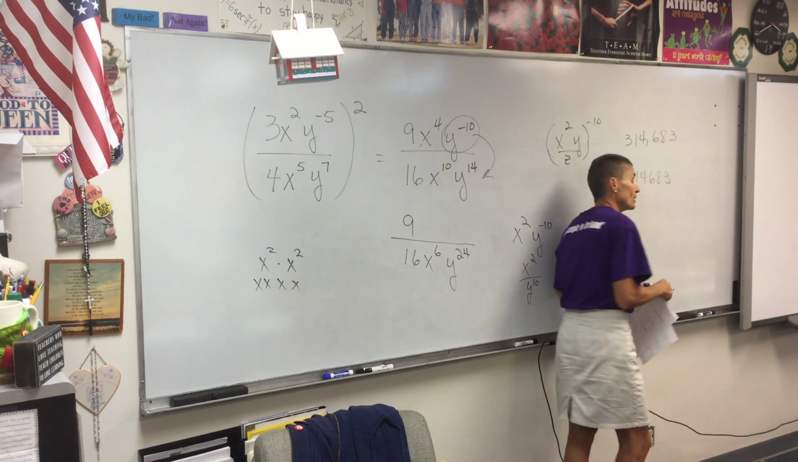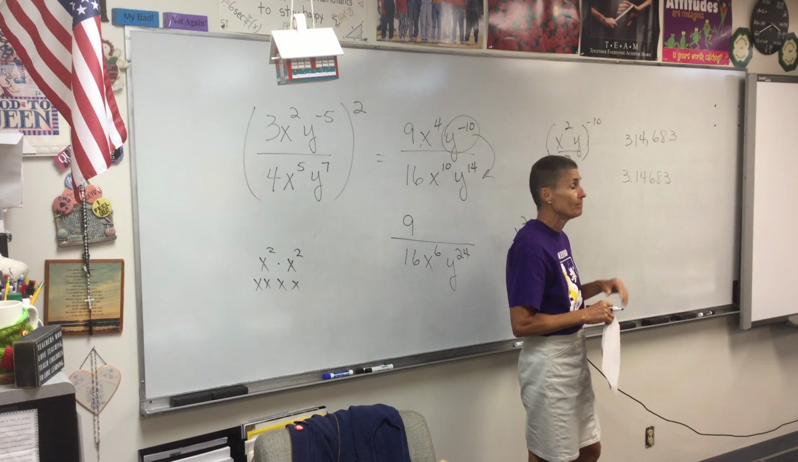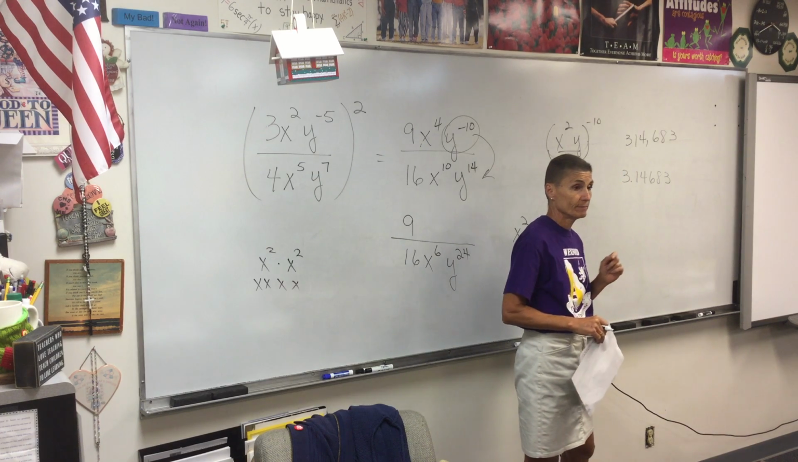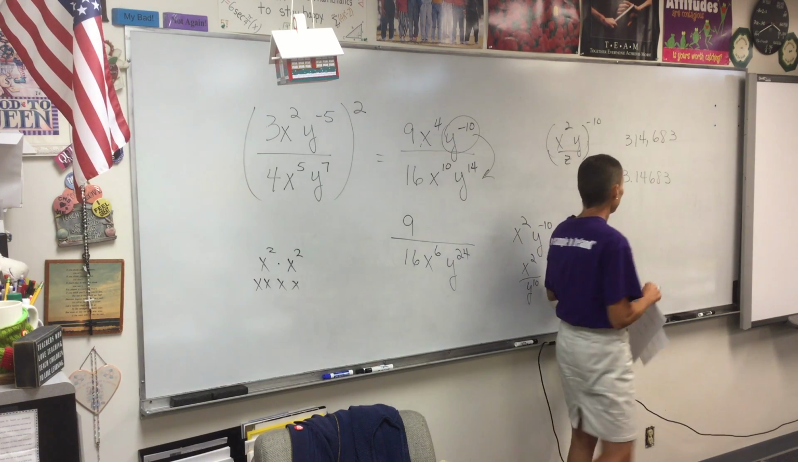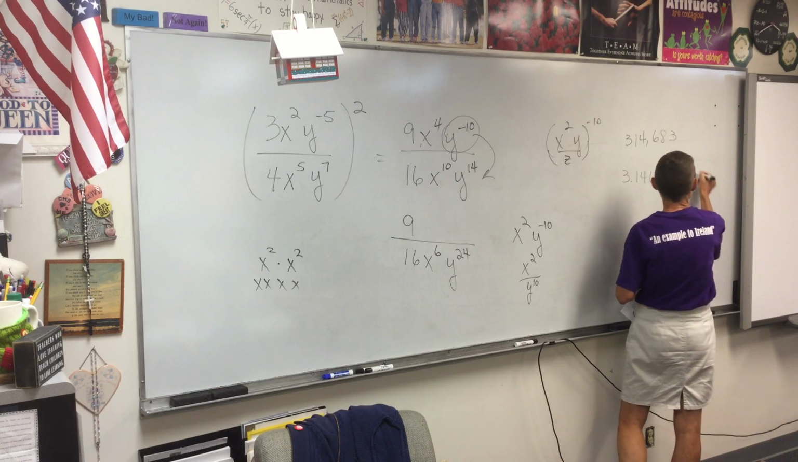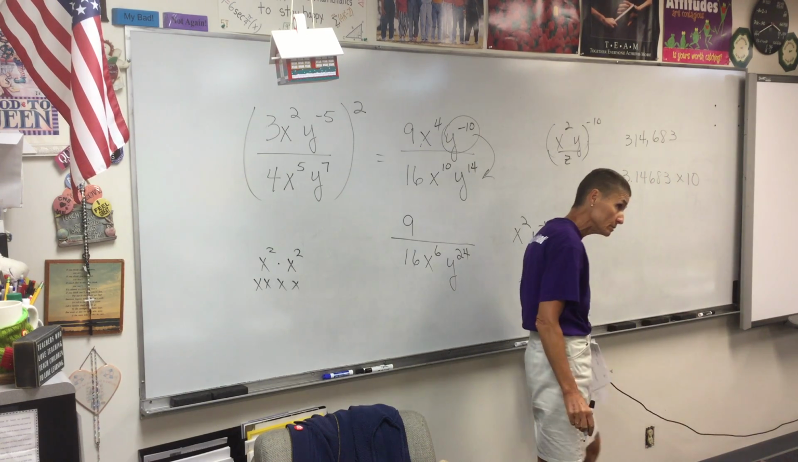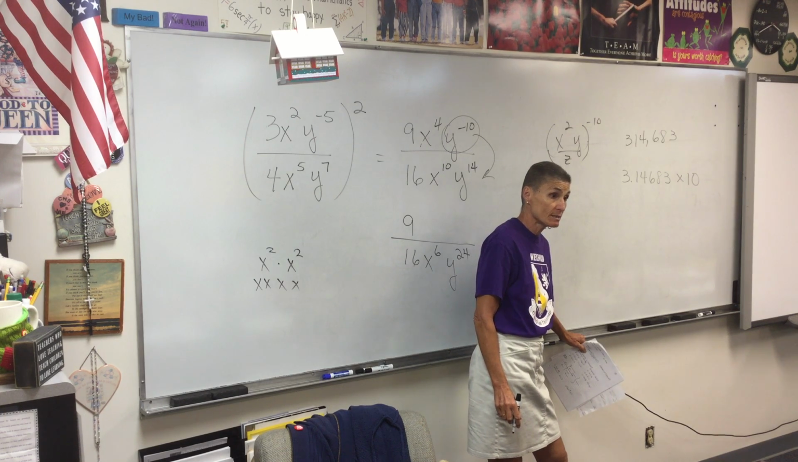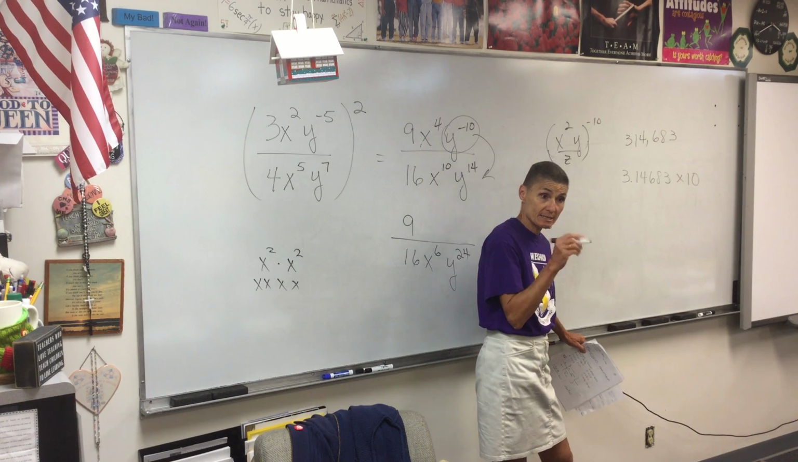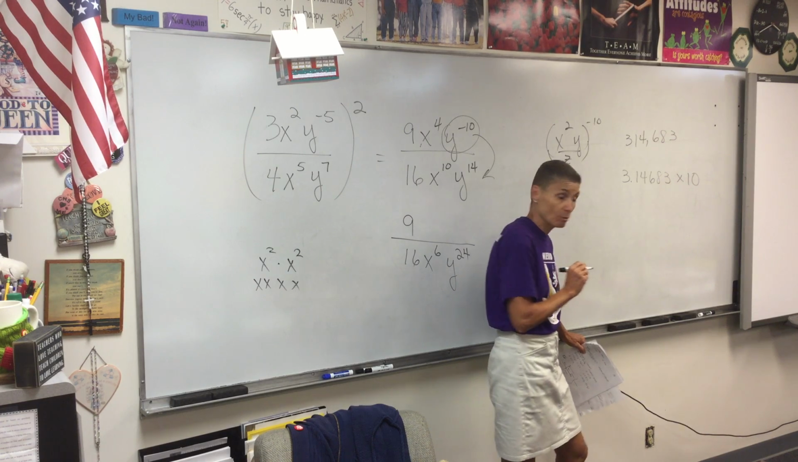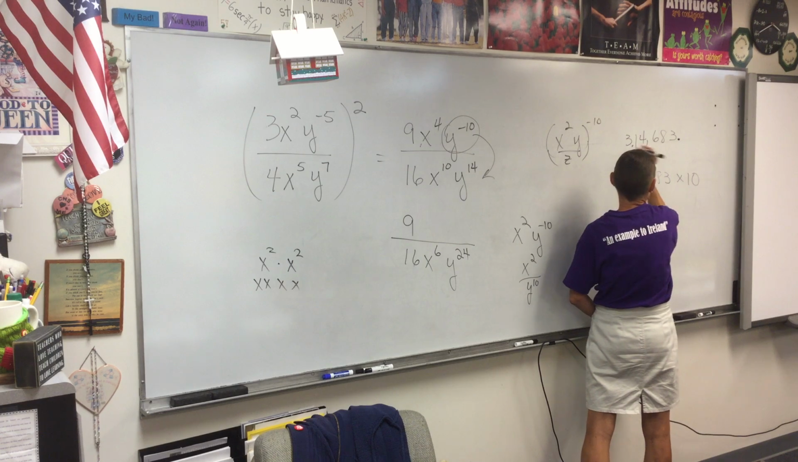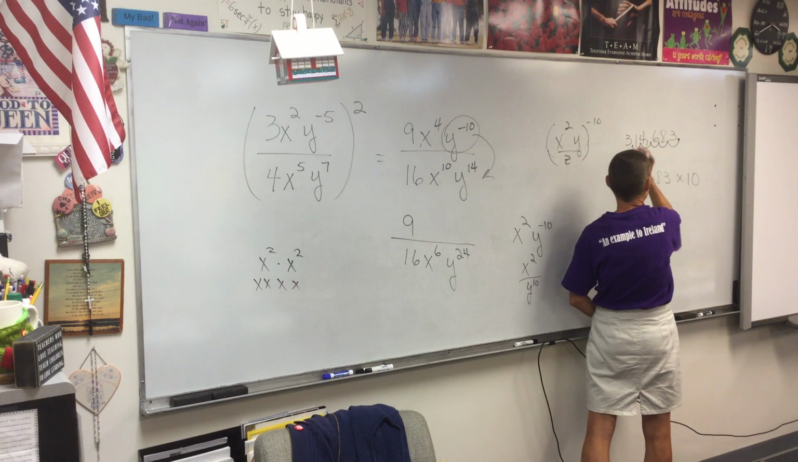3.14683. Remember, when you do scientific notation, you only have one digit before the decimal point, right? So 3.14683 times 10 to a power. And how do I figure out what the power is? How many places did I move my decimal place? I moved it from here to here. So that's 1, 2, 3, 4, 5 places.